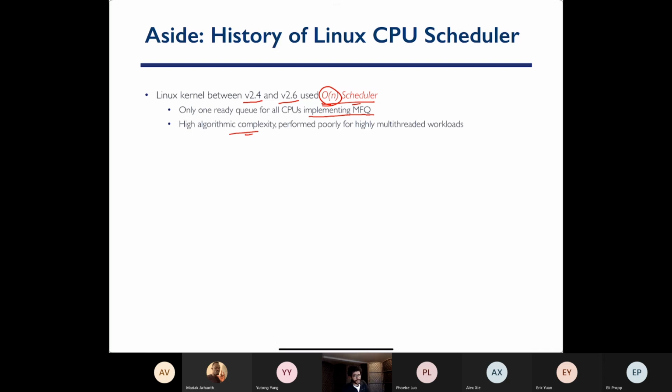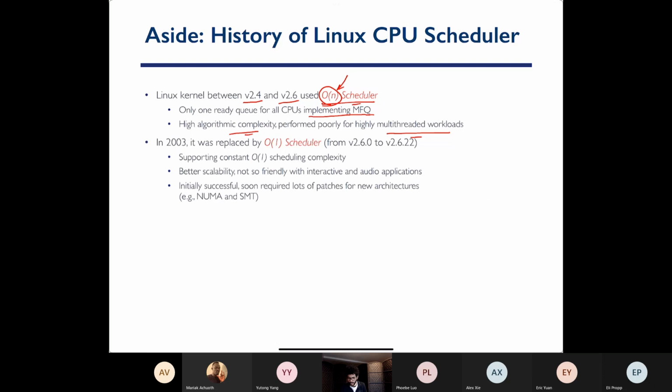So this was good for early systems, but when we started having really heavily multi-threaded workloads, where you have thousands of threads, then paying O(n) becomes expensive. So every time you want to schedule, you have to go through all 1,000 tasks that you have in your system, and that's expensive.